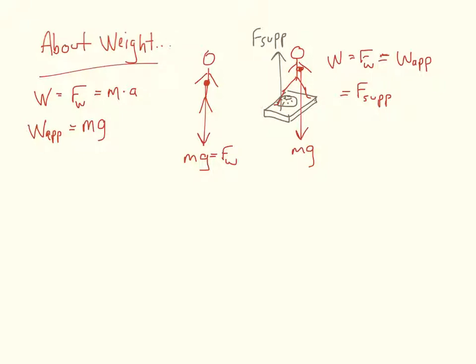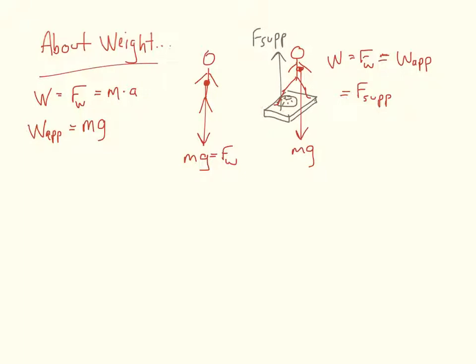But since that scale has to apply a supporting force, that scale has electronics or machinery inside of it that measures what that force is and gives you a readout. Hey, you have a weight of X number of pounds or X number of newtons. So all these ways of thinking about weight are true. It may just be more helpful to think about it as your apparent weight, or the supporting force right here.